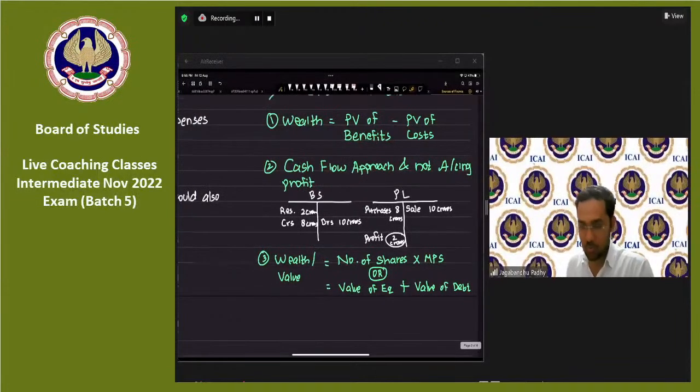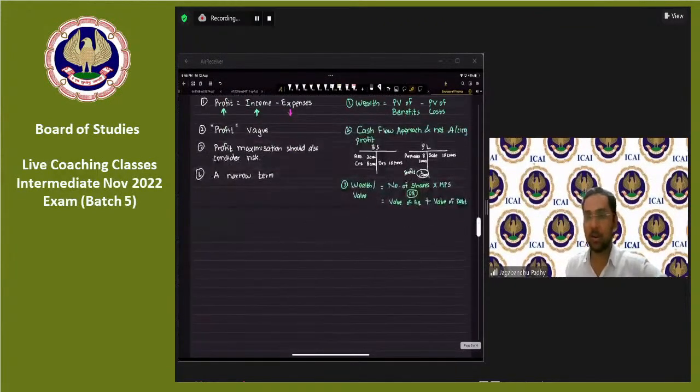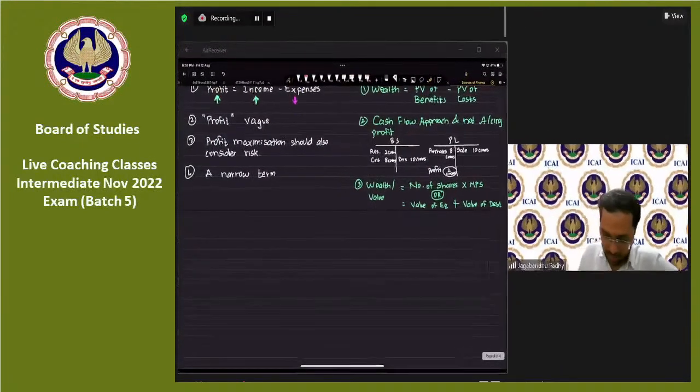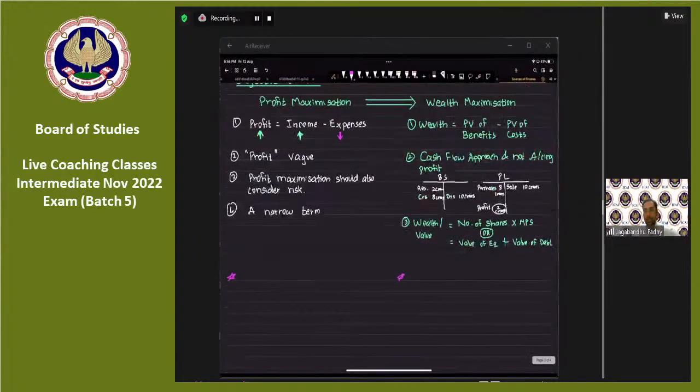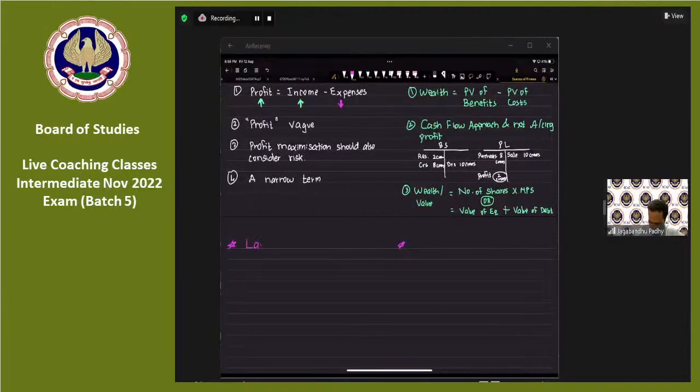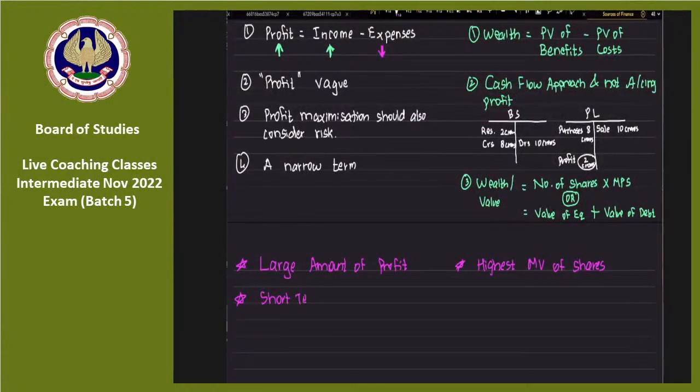Okay. So now there are some stark differences between both of them. Let's try to understand simultaneously. In case of profit maximization, we are looking for a target of a large amount of profit. In case of wealth maximization, you will always work for achieving the highest market value of shares. Profit maximization is short term in nature. Wealth maximization is a long term concept.